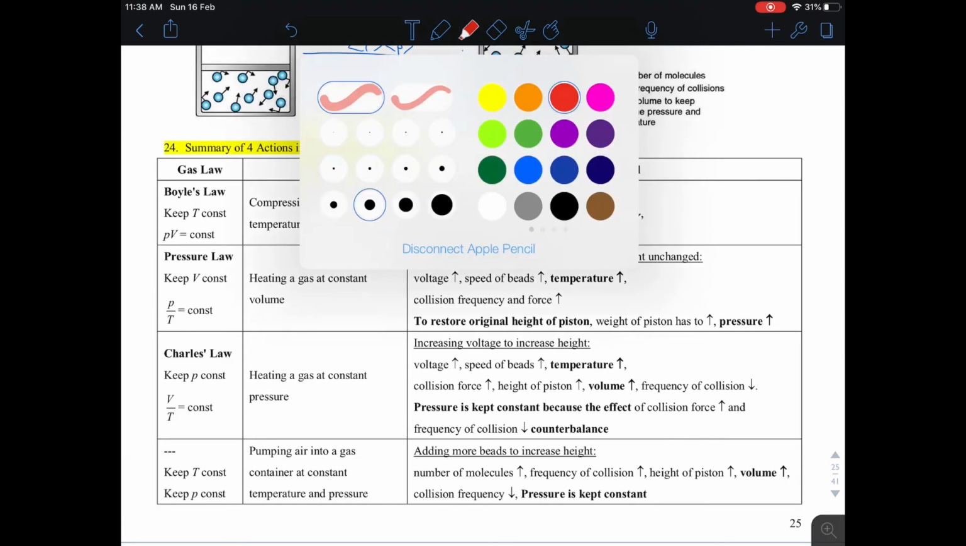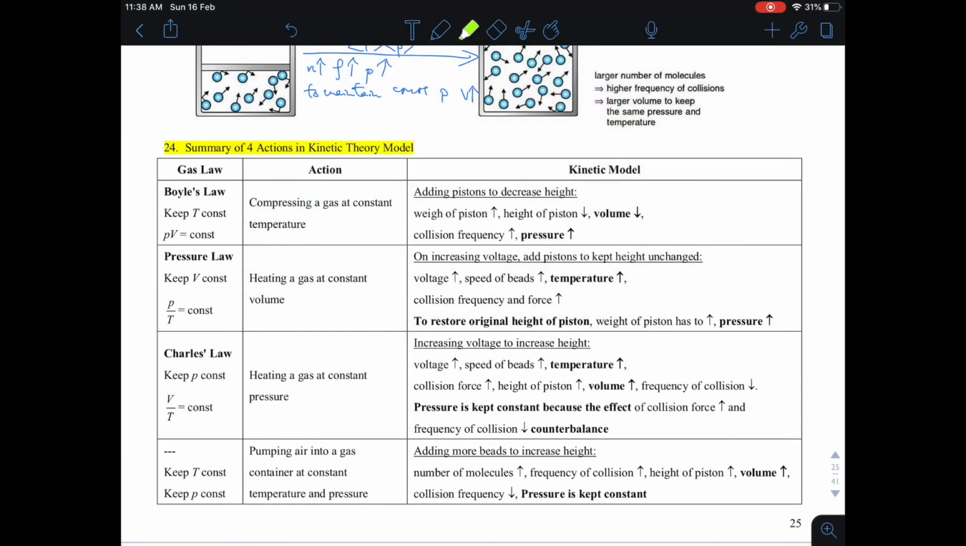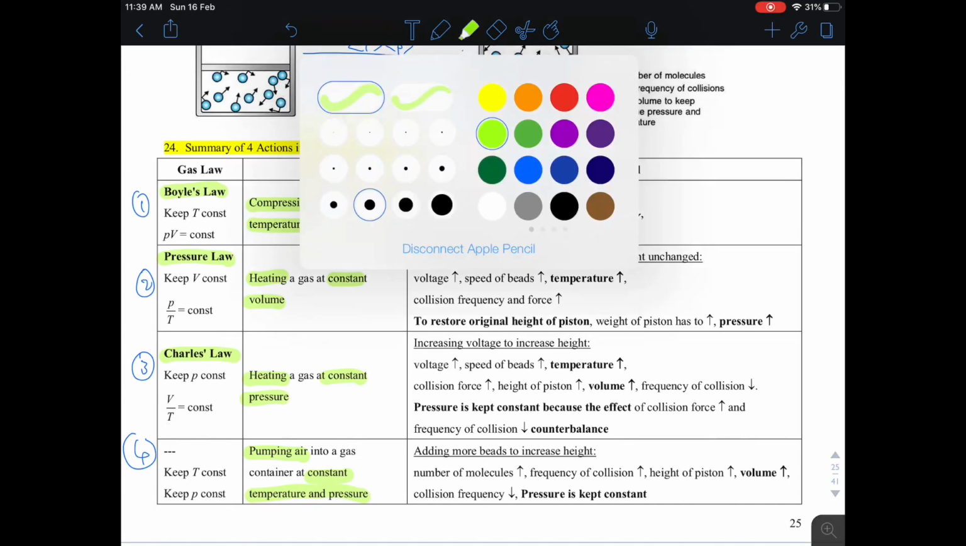We will go through it real quick here because you should try to read it and understand it by yourself. For Boyle's law, this is the first situation, then the second, third, and fourth situations, representing pressure law, Charles' law, and pumping of air. Okay, then we are compressing, then heating at constant volume, heating again at constant pressure. Now this time is constant pressure and temperature, exactly the same as what we have mentioned. And how to do it in the kinetic model will be new for us, and you just need to know this, and all the rest will follow.